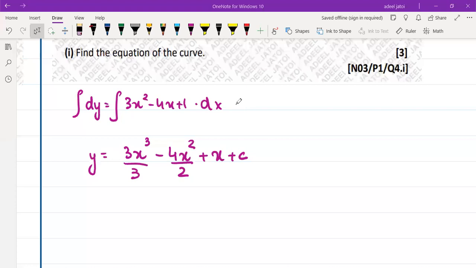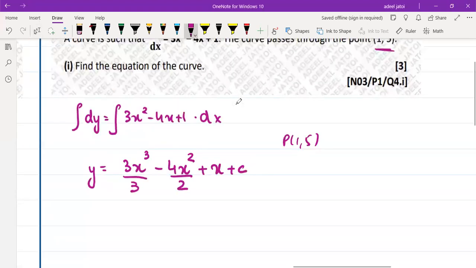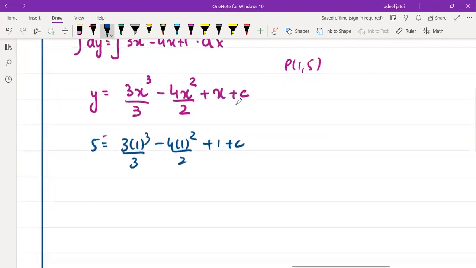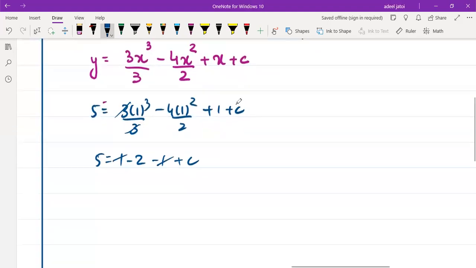So we know that P was (1, 5). Let's correct this again. The question says 5 is equal to 3 times 1 cube upon 3, minus 4 times 1 square upon 2, plus 1, plus c. So 1 cube is 1, so this is cancelled. You're left with 5 is equal to 1 minus 2 plus 1 plus c, since 1 square is 1. 1 minus 1 is cancelled out.